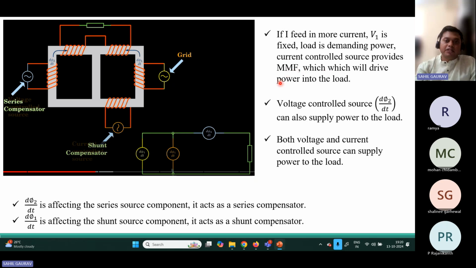So here I have noted some points. The first point is that if you want to feed more current, you can see V1 is fixed and the load is demanding power. The current control source provides MMF which will drive the power into the load. So this is the current control source, and that acts as a shunt compensator, and this is the voltage control source that acts as a series compensator. The current control source can also supply power to the load, as you can see in this diagram.